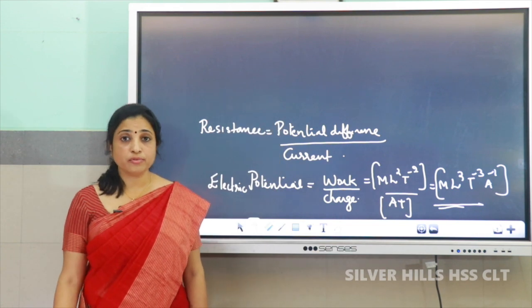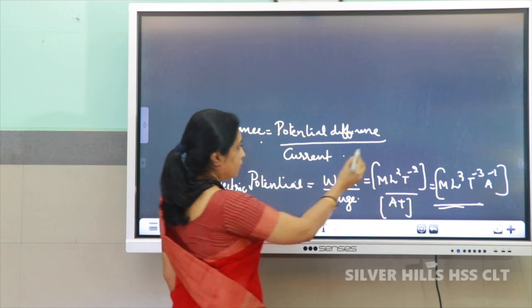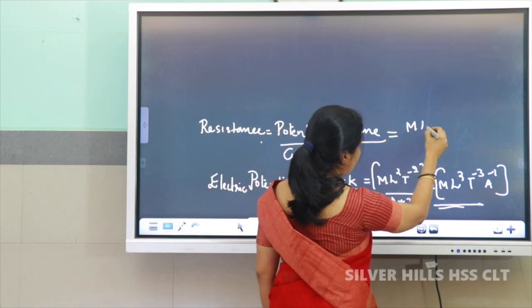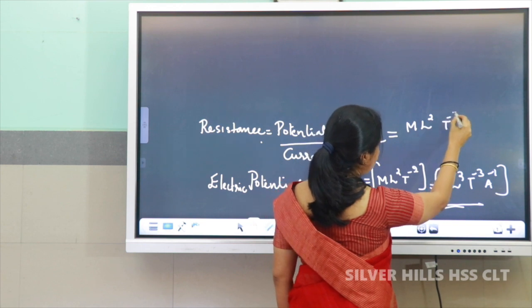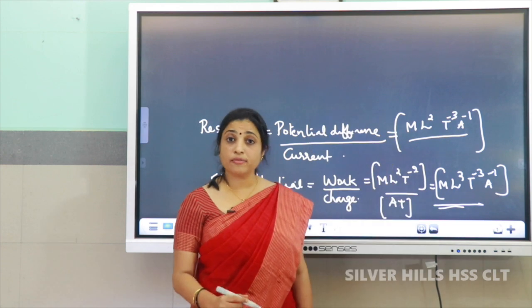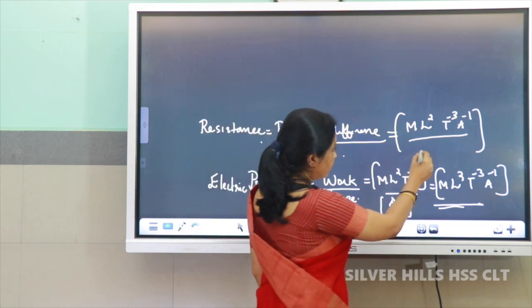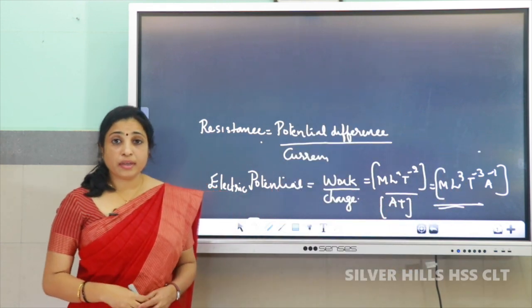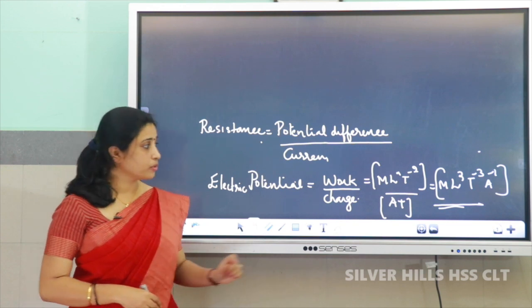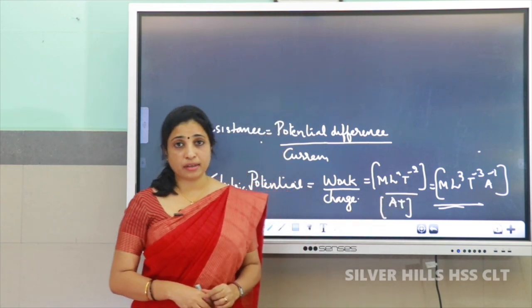Okay, now let's move to our previous equation, that is resistance is equal to potential difference by current. So the dimensional formula of potential difference is M L square T raised to minus 3, A raised to minus 1, divided by current, and the dimensional formula of current is A. So we have seen the dimensional formula of electric potential, which is equal to M L square T raised to minus 3, A raised to minus 1.